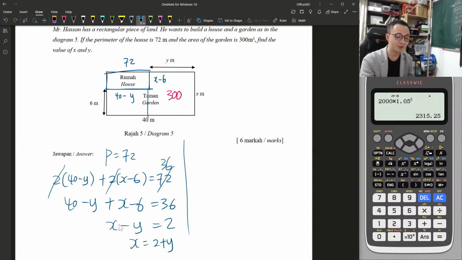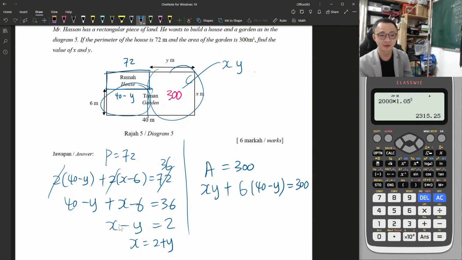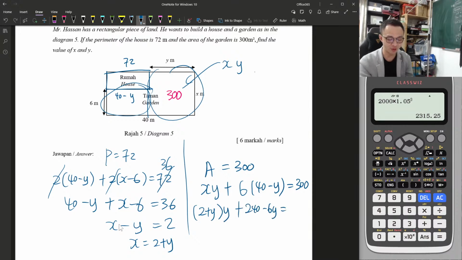I will cut the area into two pieces here. If the first piece is just x times y, which is xy, the area is 300, which is xy, plus the second area, this one is 6 multiplied by 40 minus y, equals 300 here. Alright, so then I will just substitute my x value here, which is 2 plus y times y plus 240 minus 6y equals 300.